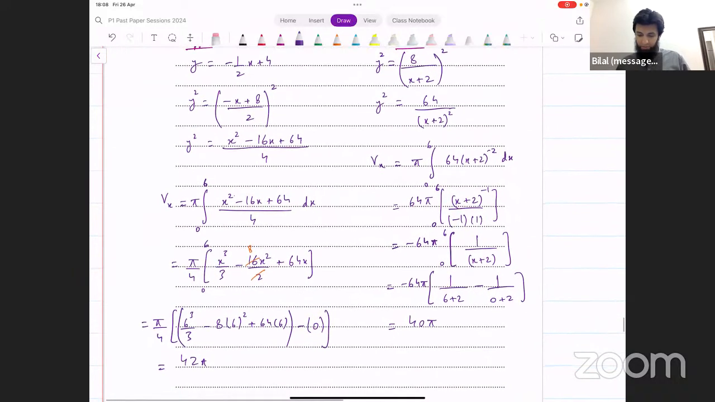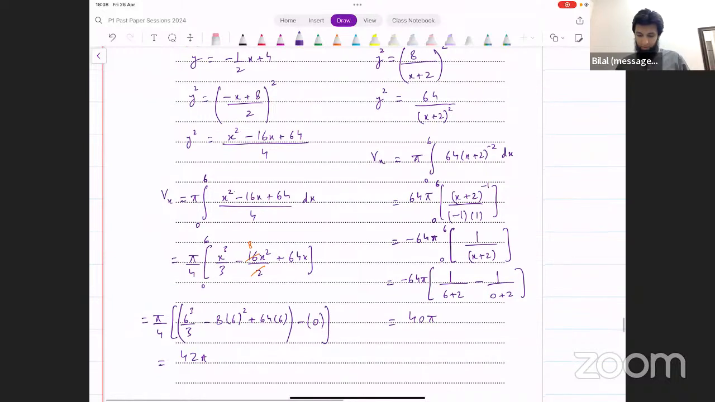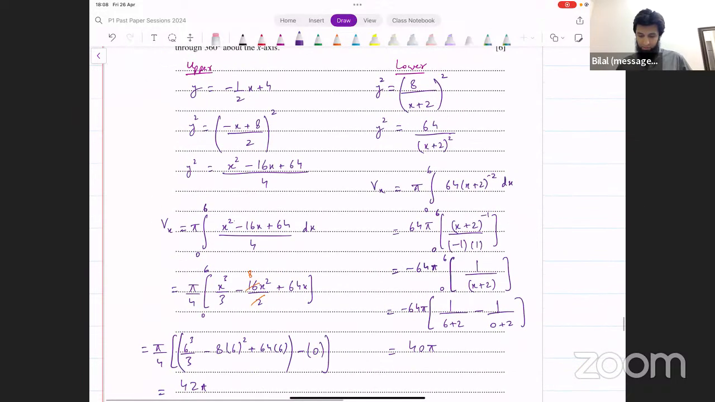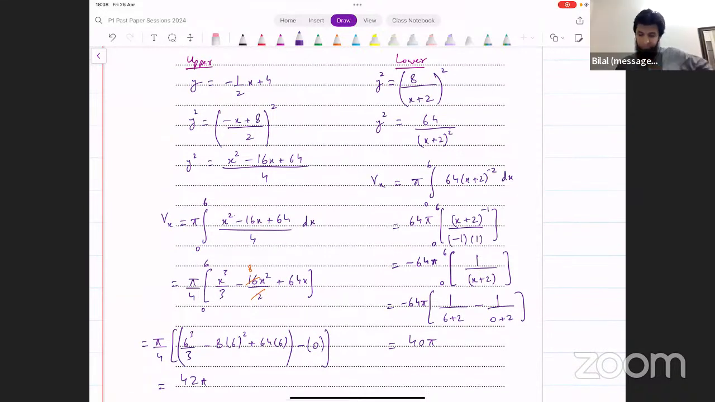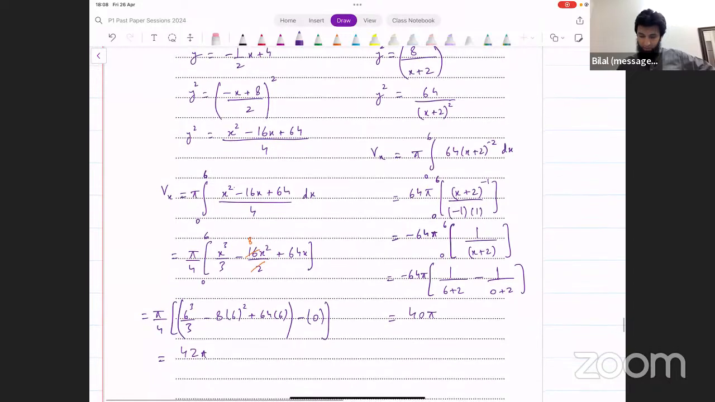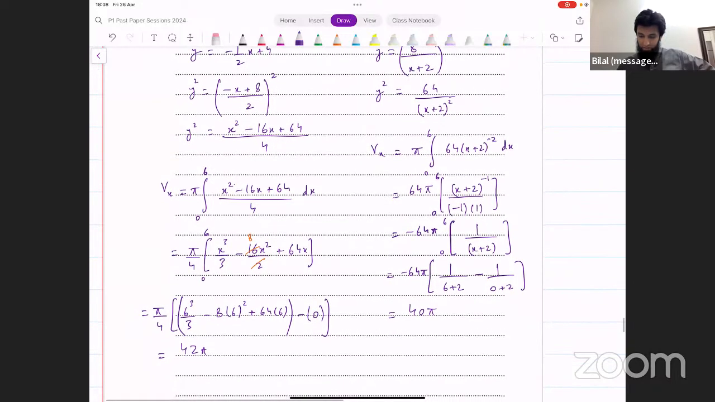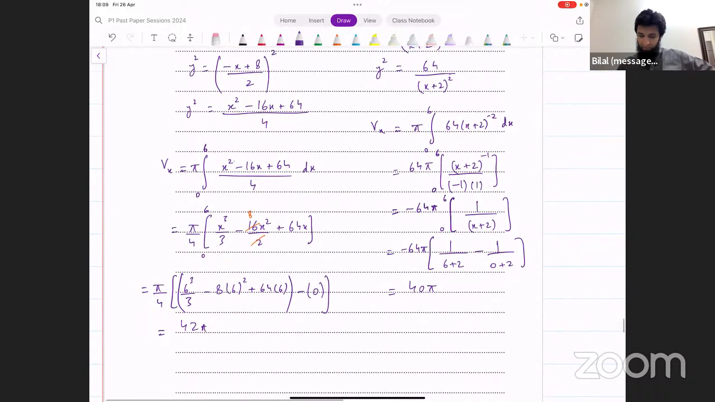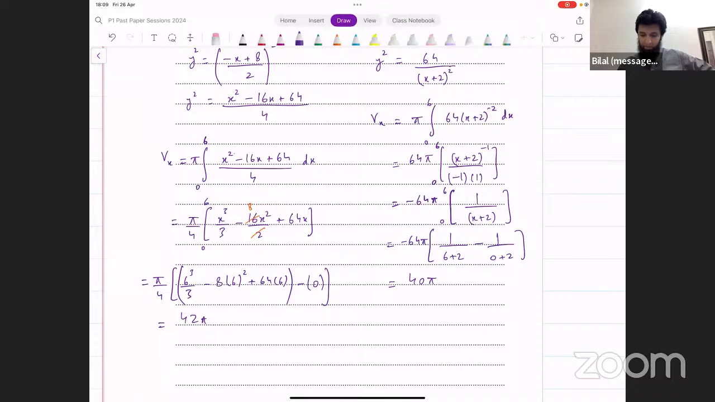64 into x plus 2 power minus 2. We add 1 to the power. It becomes, function was correct. X plus 2 whole squared. That was also correct. Add 1 to the power, divide by that, minus goes outside, minus 64 pi. Then we have 6 and 0 as the limits.